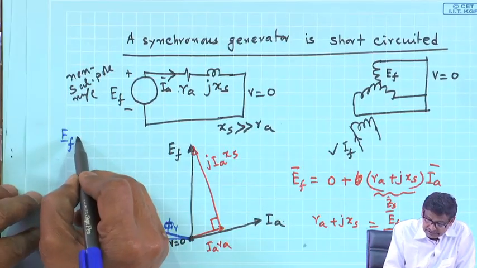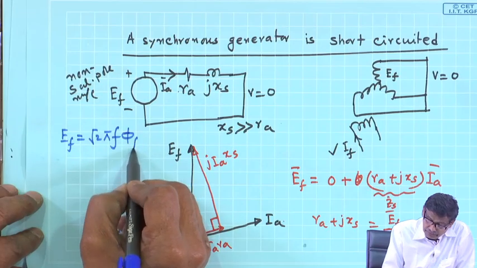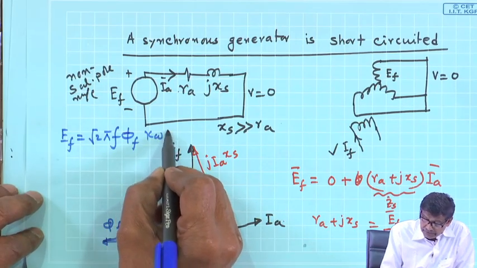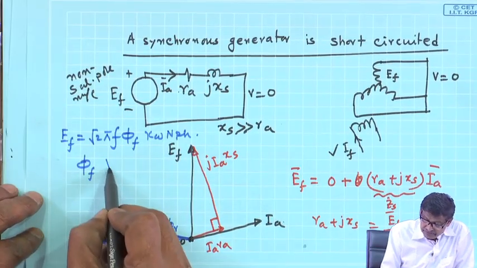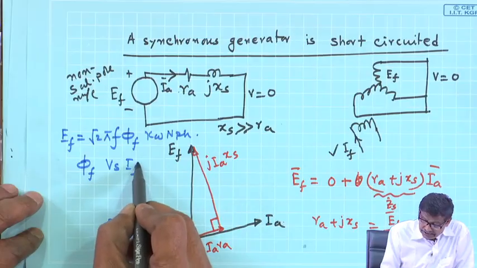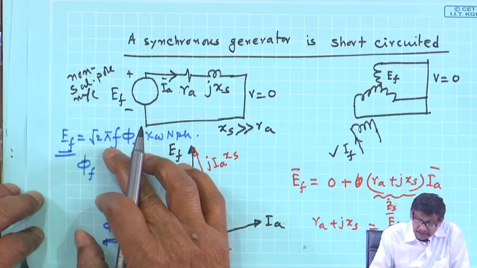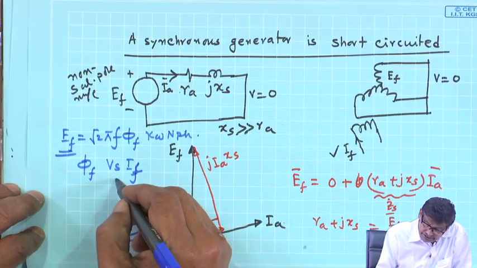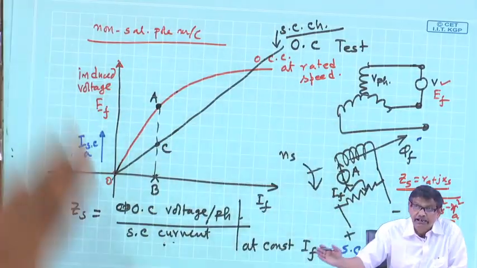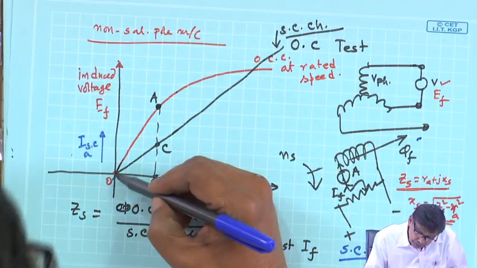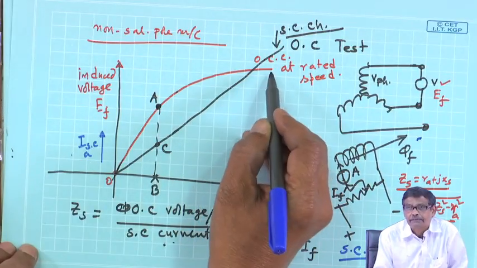Therefore, short circuit characteristics will always be a straight line, but open circuit characteristics no. Open circuit characteristics EF, we know it is root 2 pi f flux per pole kW into n phase, you recall that, and phi f versus IF, whatever will be the nature, that will be the nature of EF. Speed is constant, f is constant. So, as you increase IF, phi f increases initially linearly, terminals are open, no armature current, and therefore it is linearly increasing, but later saturations will set in.